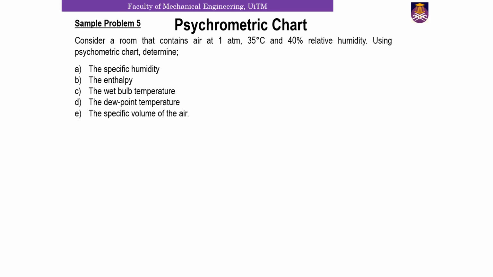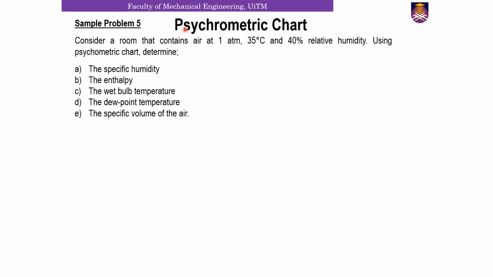Now let's look at another example. This is again based on the psychrometric chart. This is a room. Again, the most important parameter if you want to know whether you can use the psychrometric chart or not is the pressure. The pressure here is at 1 atm, so we can use the psychrometric chart easily.